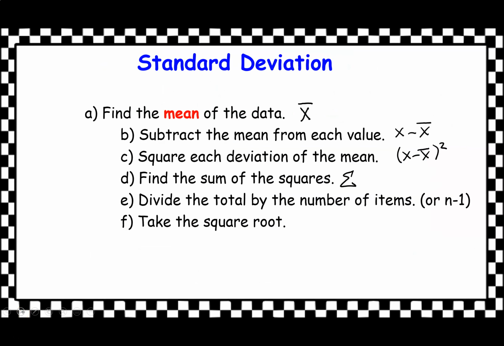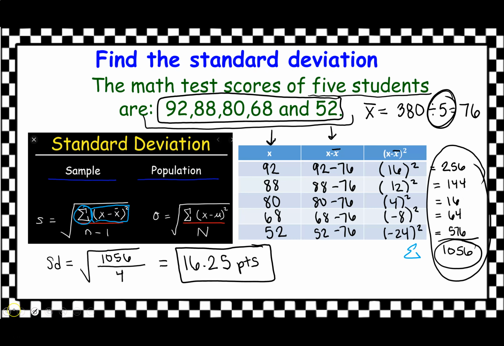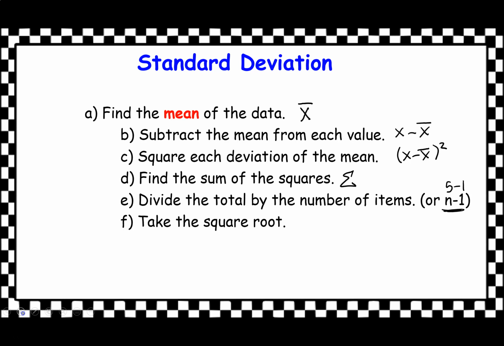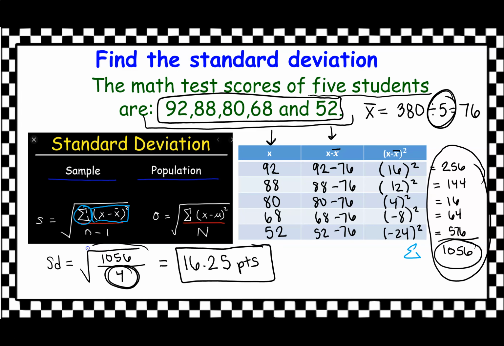And then I need to divide by the total number of items, n minus 1. In my case, it was 5. 5 minus 1 gave me that 4, and that 4 was represented right here. And then you just finally take the square root of that. So here I am at the very end. You've got my square root right there.